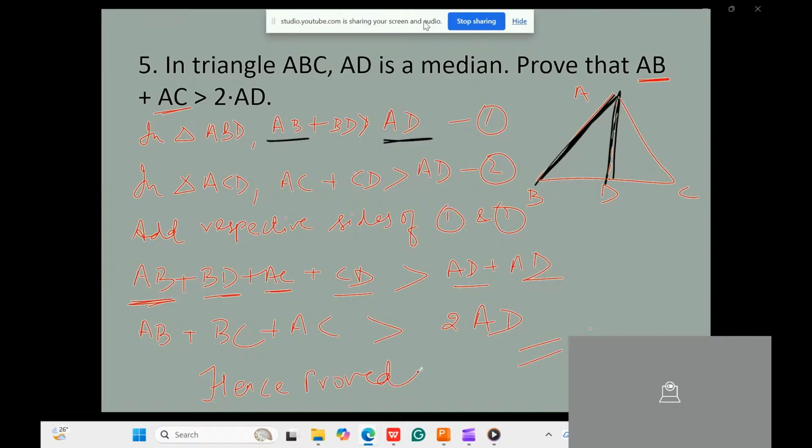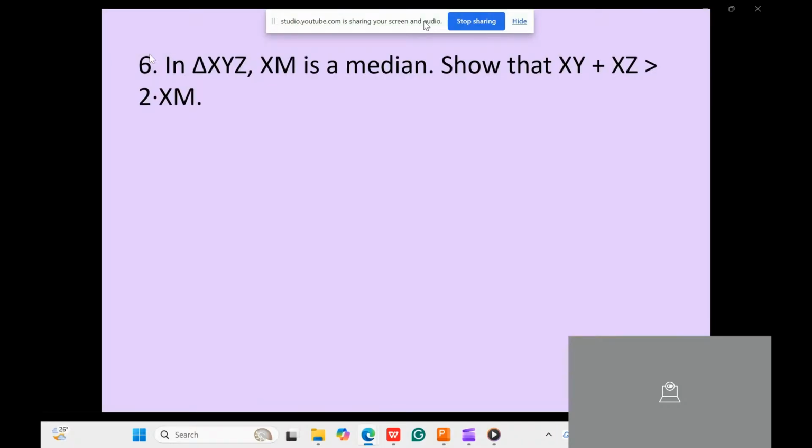Okay, I have forgotten to write here the third side, AP, AC and BC. So here also we have got a triangle and a median. So XM is the median. So I'm calling it X here. M is the median. Now this is Y and this is Z.